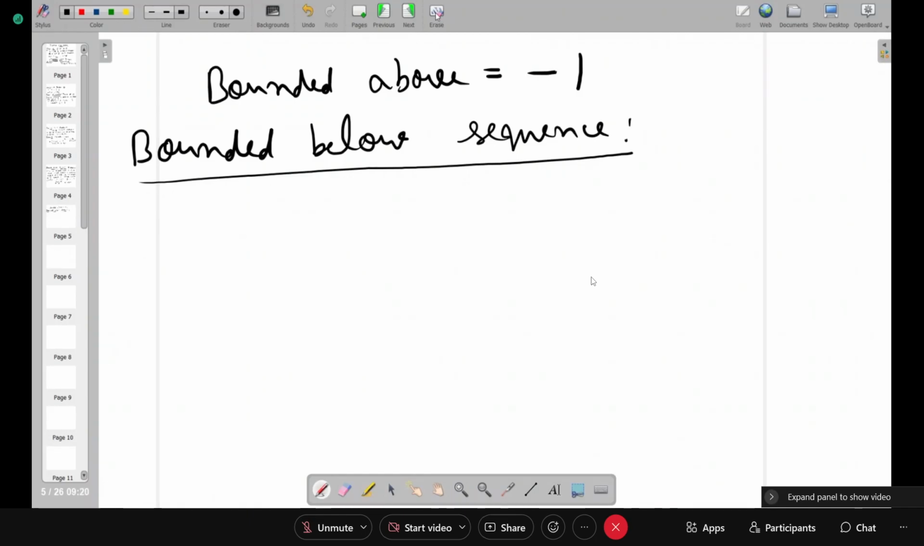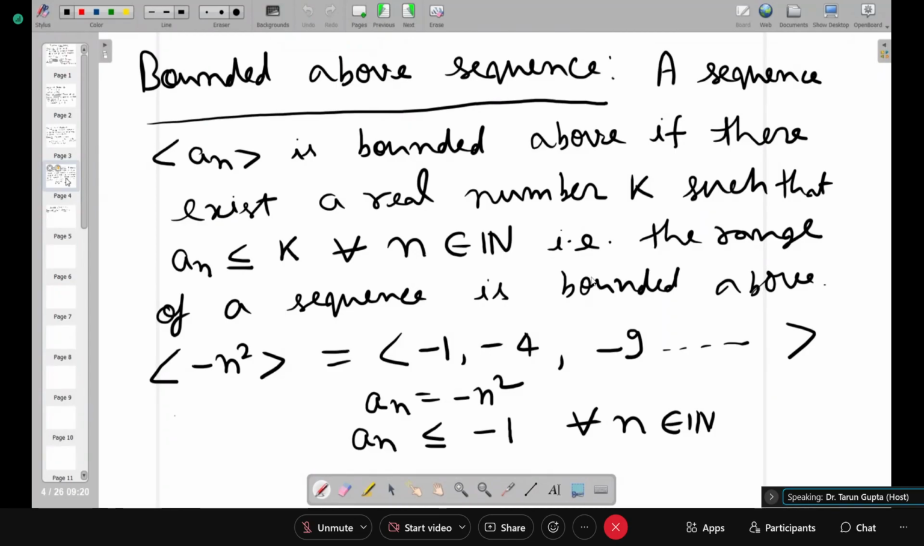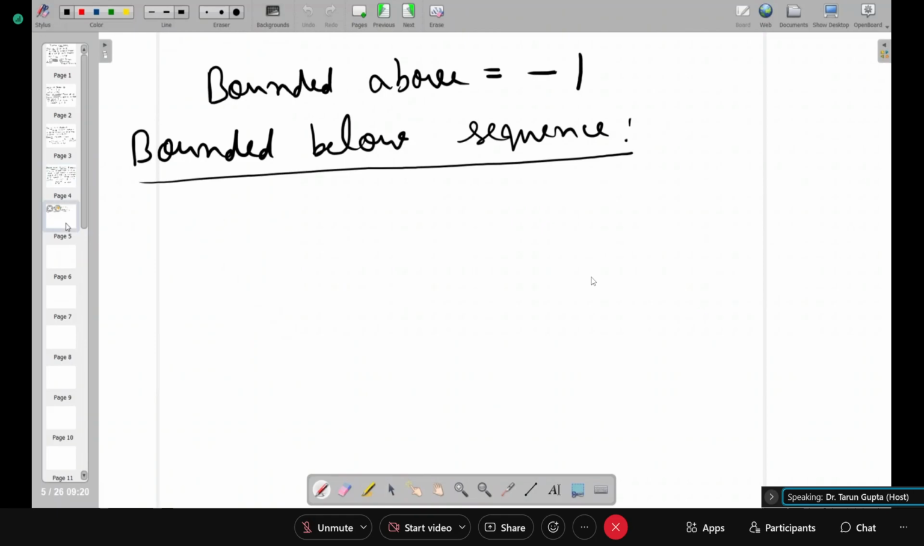Yes. So now bounded below sequence. Same definition you apply, but here the difference: a sequence an is bounded below if there exists a real number k such that an is greater than or equal to k. If all the elements of the sequence are greater than or equal to k, then that sequence is called the bounded below sequence.